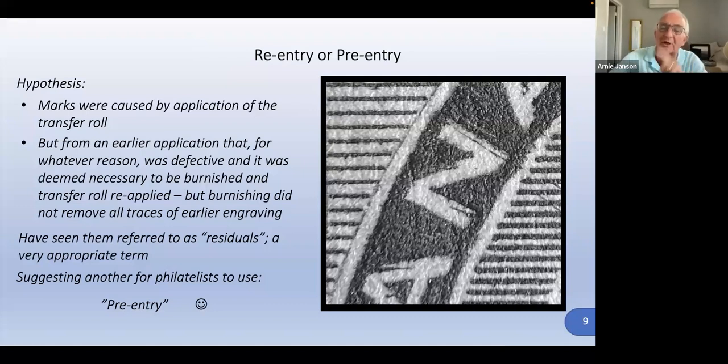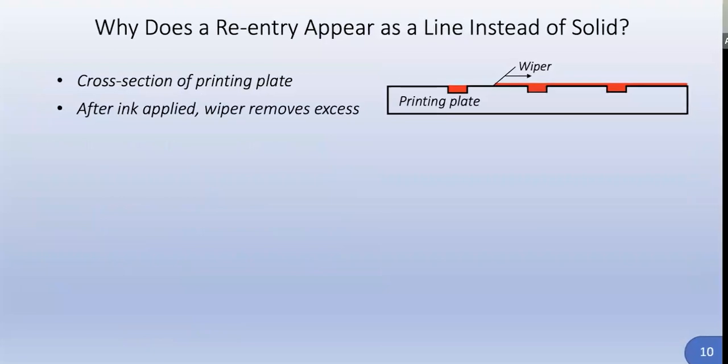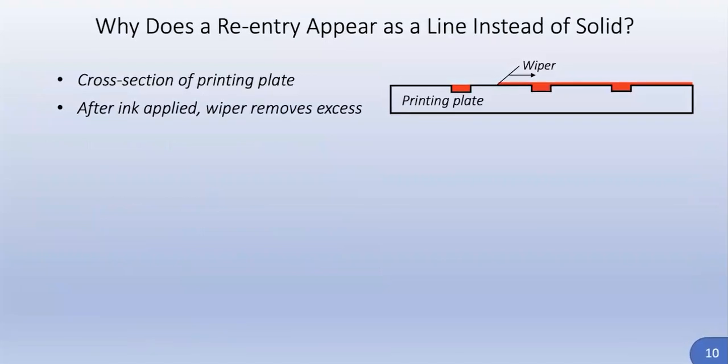But why is it just a line? Why does a re-entry appear as a line instead of solid? We have to understand that in a printing plate, there are the recesses where the ink collects, and then a wiper comes across, removes the excess ink, and then the paper is pressed on, and the ink is transferred onto the paper. That's fundamental intaglio printing or engraved stamp printing. That's the basics of that kind of style. But we're going to look closely at this printing plate now.